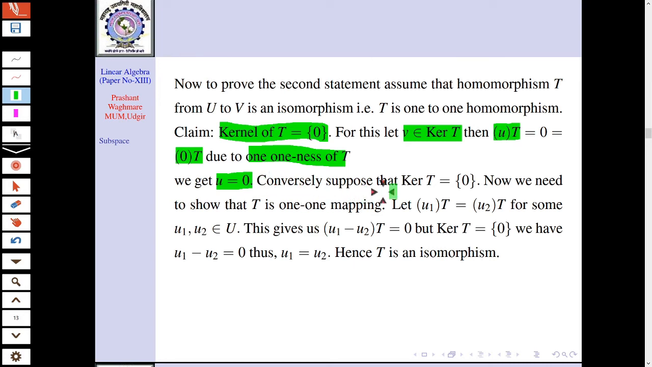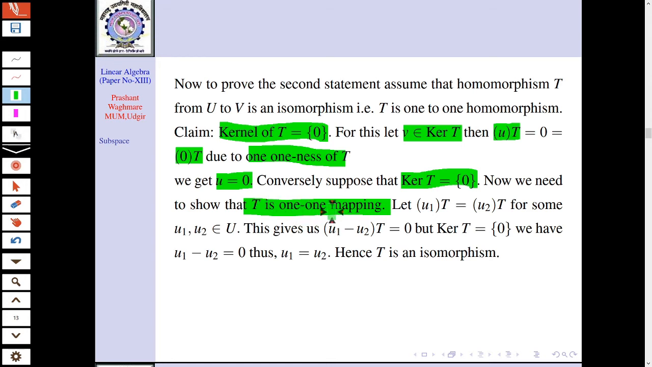Now conversely, suppose that the kernel of T contains the singleton 0. That means there is no non-zero vector in U which, when we apply T on that element, gives 0. Means the kernel of T contains only the singleton 0. What I need to prove now is that T is a one-to-one mapping. One-to-one mapping means if two distinct elements have distinct images, that is the definition of one-oneness.